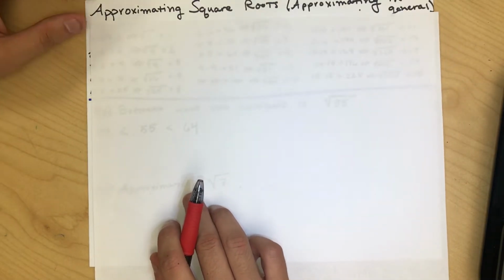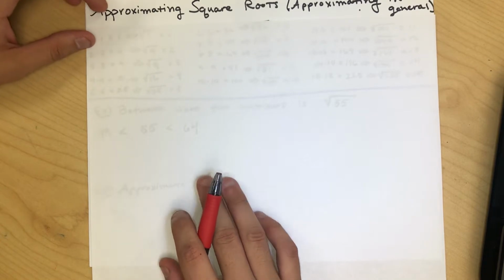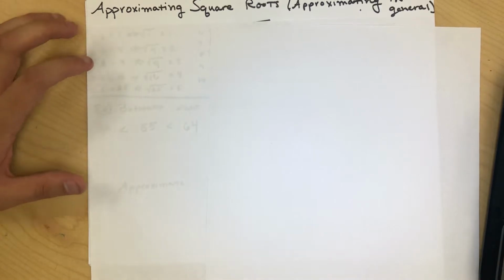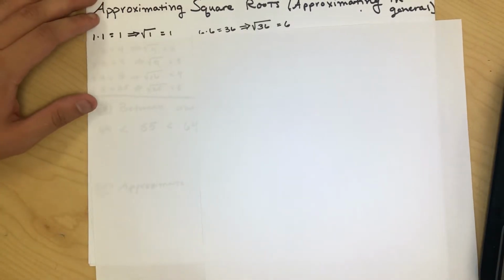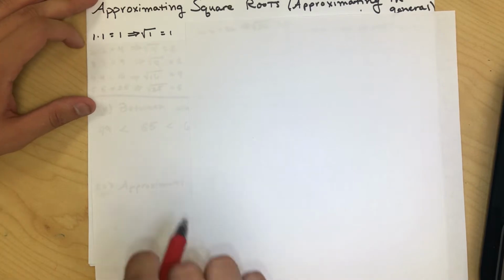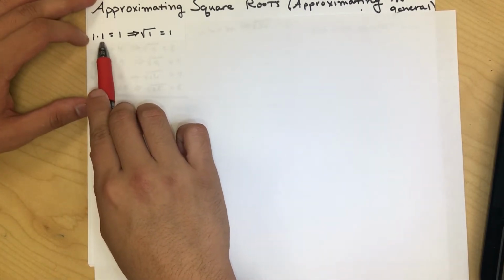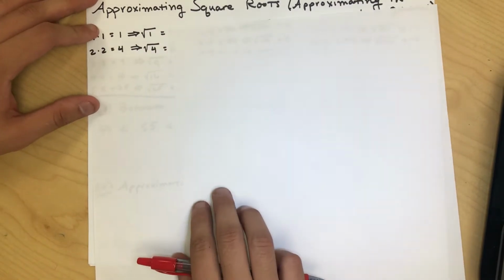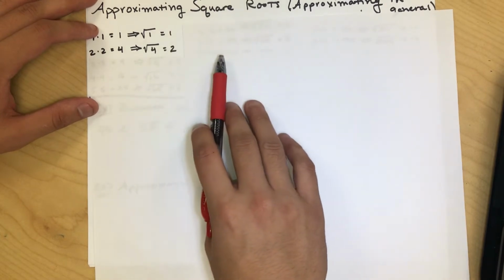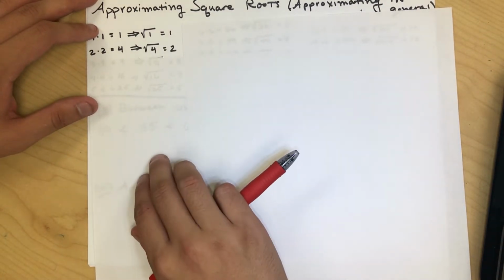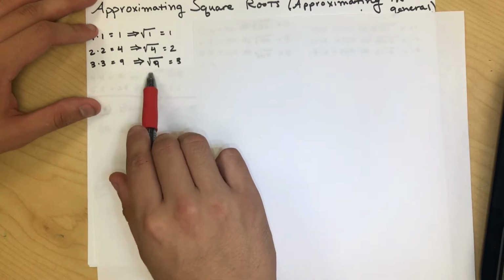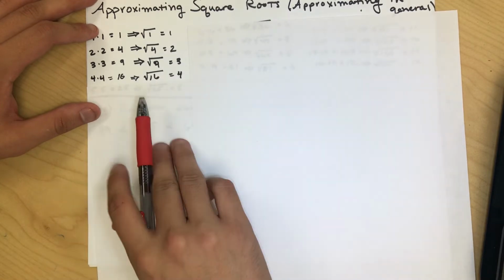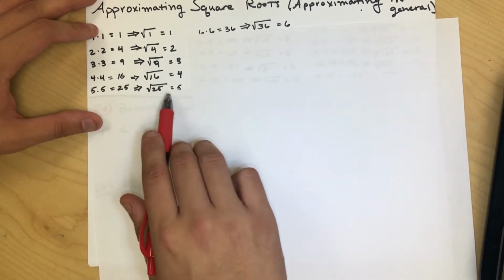All right. So here we have approximating square roots and approximating in general. Don't forget the very first thing we did, we listed the square roots. The first thing we did was we looked at 1 times 1 equals 1, which meant the square root of 1 equals 1. Then we looked at 2 times 2 equals 4, which meant that the square root of 4 is 2. Then we did 3 times 3 is 9, which means the square root of 9 is 3. 4 times 4 is 16, which means the square root of 16 is 4. 5 times 5 is 25, which means the square root of 25 is 5.